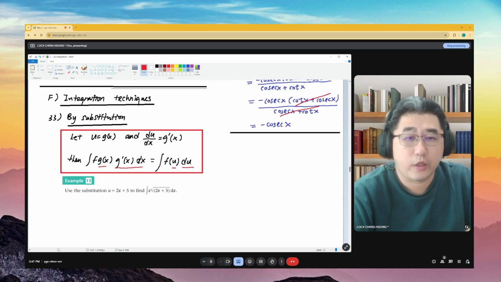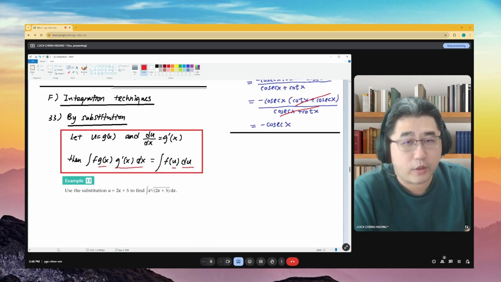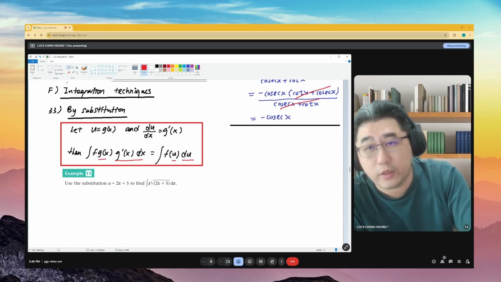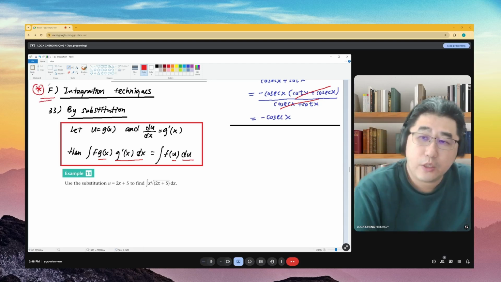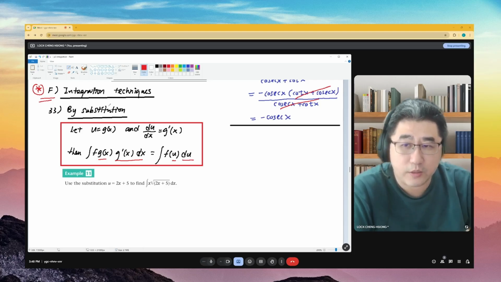Next, section F, integration technique. This is the part that you need to practice a lot. As I say, P3 will be focused on integration technique. And furthermore, according to the design of the questions, we already expect students to know sections A, B, C, D, E.